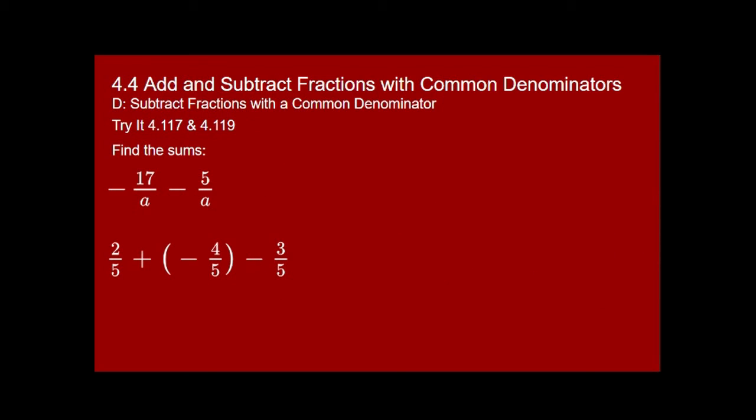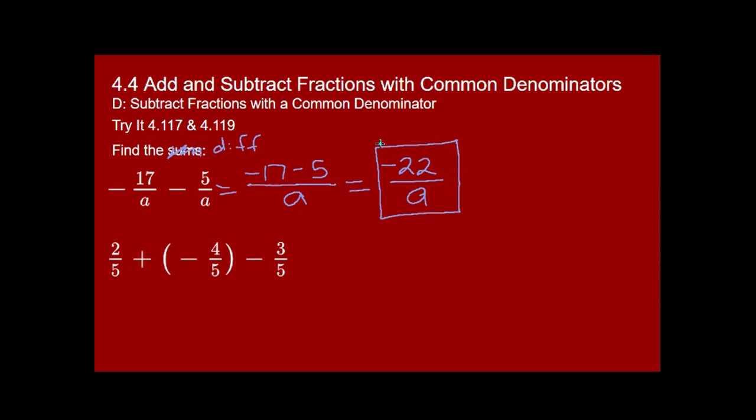Okay, a couple more try-its to make sure that you understand this. Go ahead and pause the video, work these out on your paper, and then come back. So let's go ahead and, once again, this should be differences. Let's go ahead and work these out. So we're going to do negative 17 minus 5. On the bottom, we keep our common denominator. The denominator stays the same. Negative 17 minus 5 is negative 22 divided by a. And this cannot be reduced because there's nothing that divides into both negative 22 and a. So that is our answer.